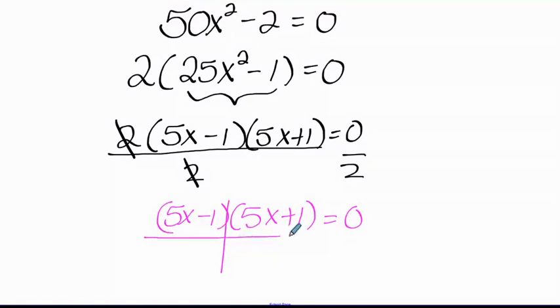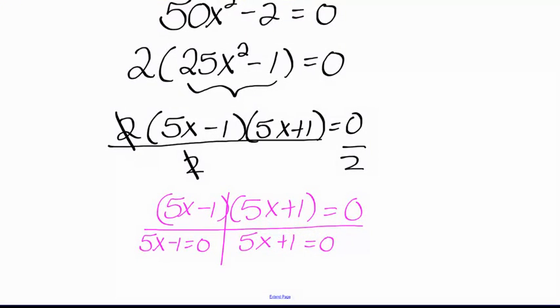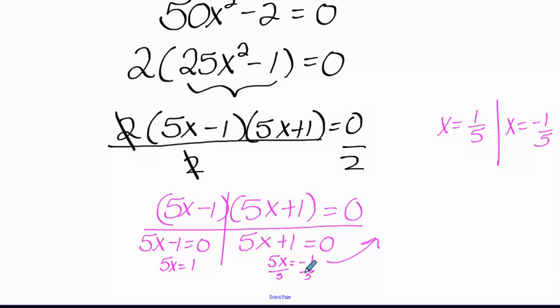And now setting each factor equal to 0 and solving, we'll have 5x minus 1 equals 0 and 5x plus 1 equals 0. And when you solve this, you'll have 5x equals 1. And divide both sides by 5, and we'll have x equals 1/5. And on the right-hand side here, we'll have 5x equals negative 1. I ran out of space, so I'm doing it on the right-hand side here. And we'll get x equals negative 1/5. That's when we divide by 5 on both sides, okay?